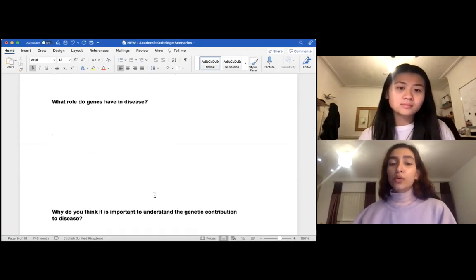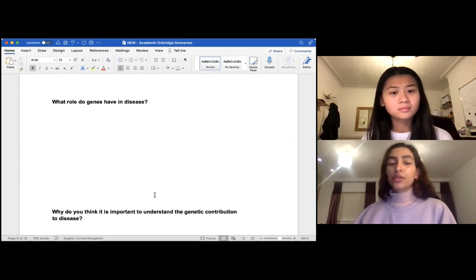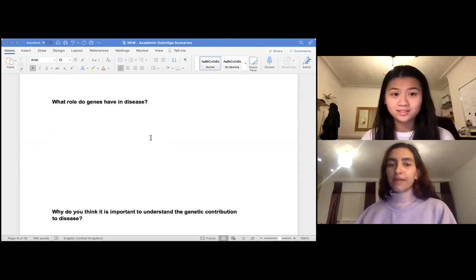Why do you think it's important to understand the genetic contribution to disease? Well, I think there's many reasons as to why it's important. One of them is that it's massively important for treatment in the future. For example, the same disease can be caused by different mechanisms, and this can be treated more effectively in loads of different ways. So that kind of gives a personalization to it in the modern world.